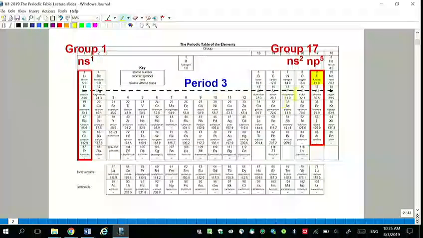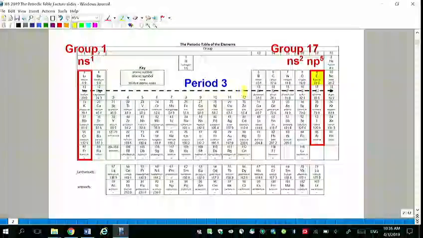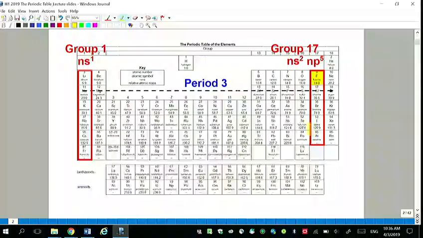So across the period, electronegativity will increase. Down the group, it will decrease. That is the only thing I need you to remember for electronegativity. Fluorine is the most electronegative, so from there I can see the trend already. Across the period, electronegativity increases. Down the group, it decreases. So take note of that.